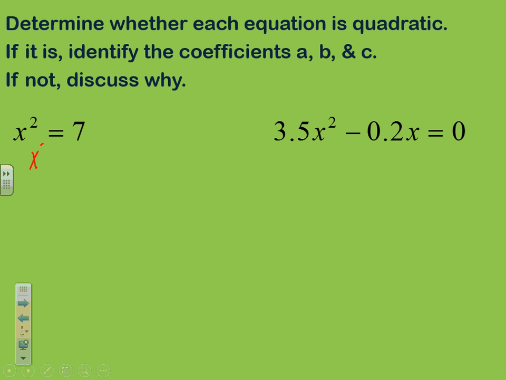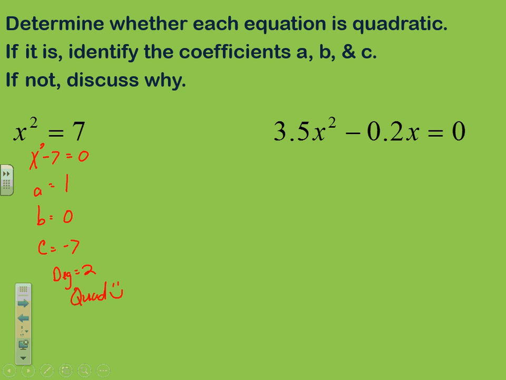Here, we'll move to put it in standard form. On the left side, we'll move the 7 over and say x squared minus 7 is equal to 0. So a, b, and c. Well, here, the a term is 1. Here, the b term is missing, so it's 0, and the c term would be negative 7. And the degree on this guy is, again, 2, so that means it's a quadratic equation.